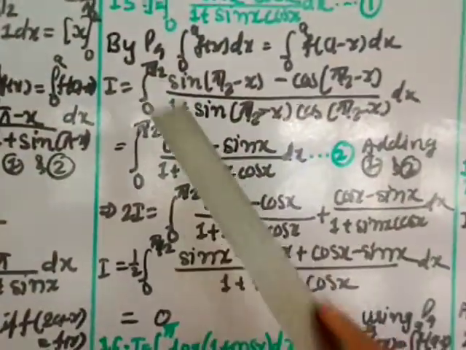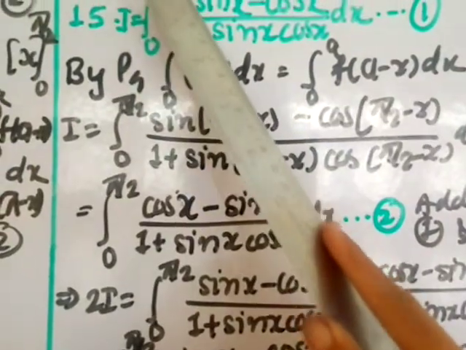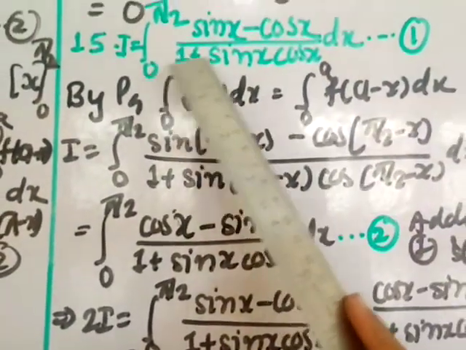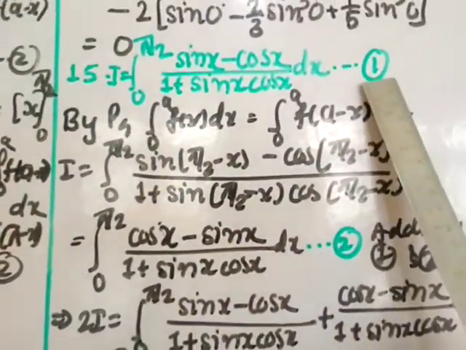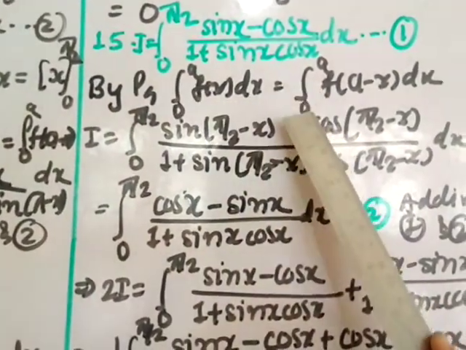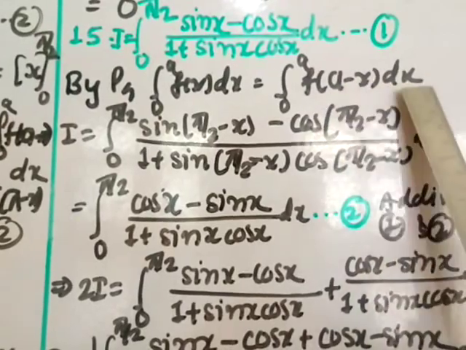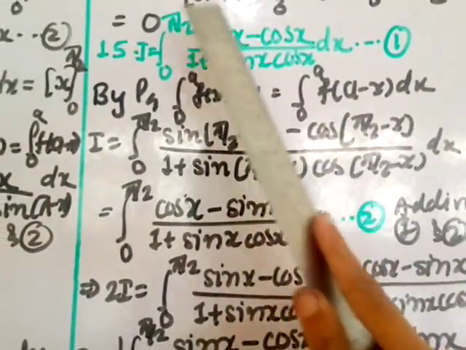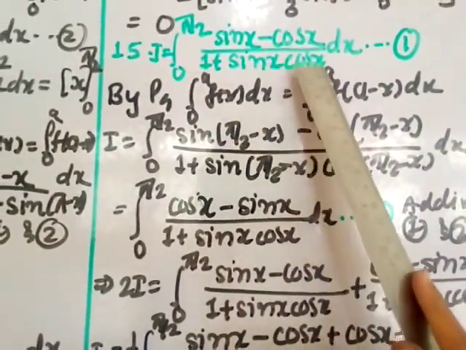Question number 15. I is equal to integral 0 to π/2 of (sin x - cos x) divided by (1 + sin x cos x) dx. Call it number 1. By property P4, integral 0 to a f(x) dx equals integral 0 to a f(a - x) dx. This is the property I'll apply here. Instead of x, π/2 minus x, in all these 4 places.